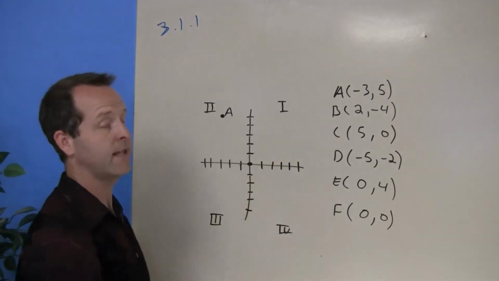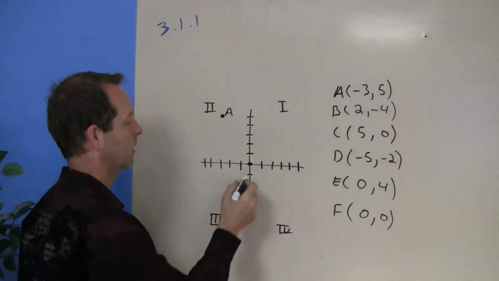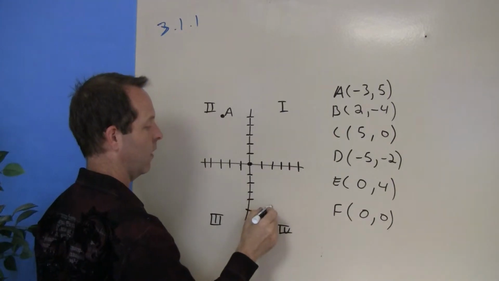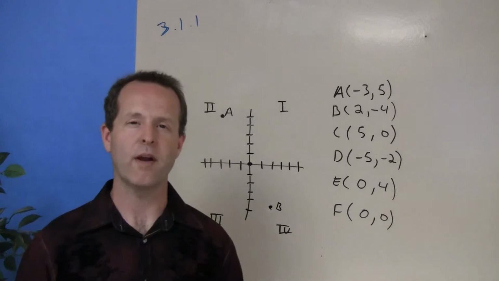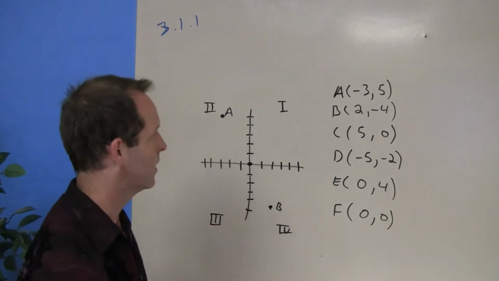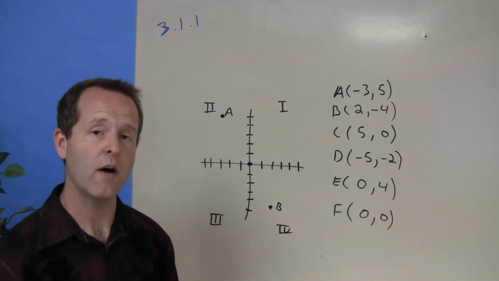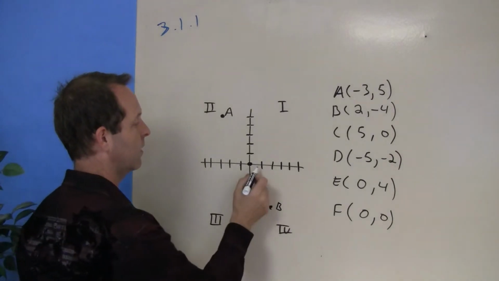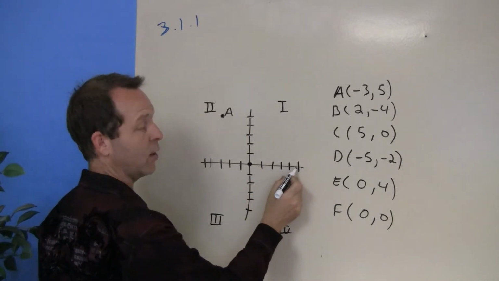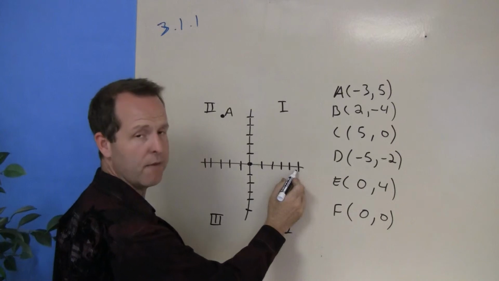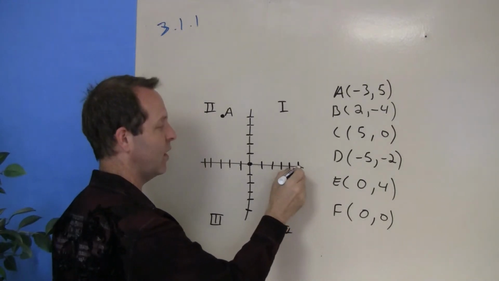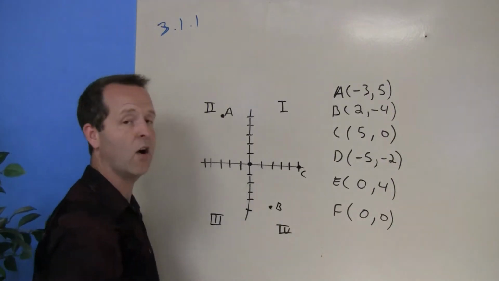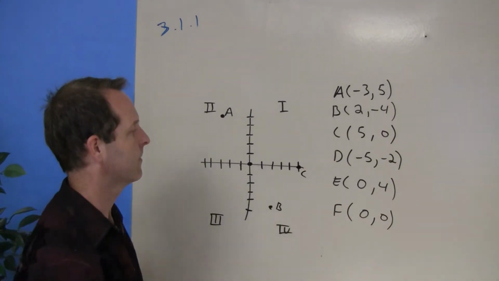Point B is at 2 and -4, over 2 and down 4. C is at the point 5 and 0. So the first coordinate tells me where on the x-axis do I go. 1, 2, 3, 4, 5. I go over +5. However, the y-coordinate is 0. So I go up 0 or nowhere. So it's right there on the x-axis.